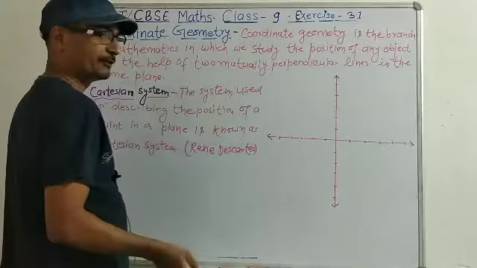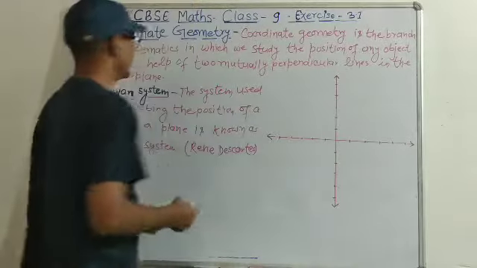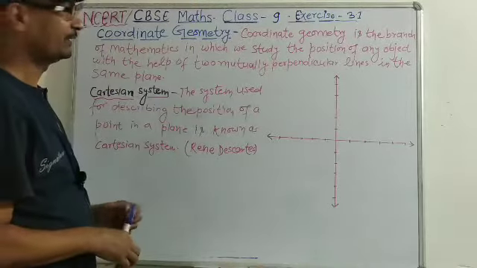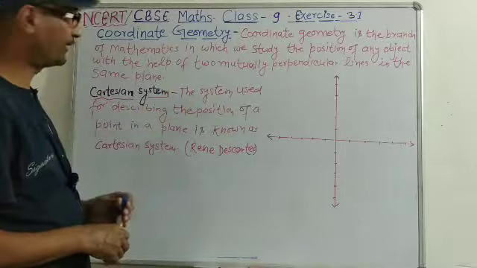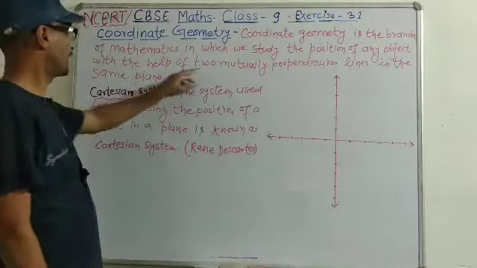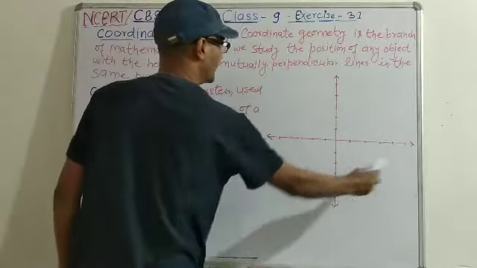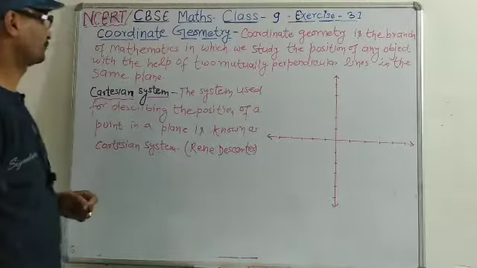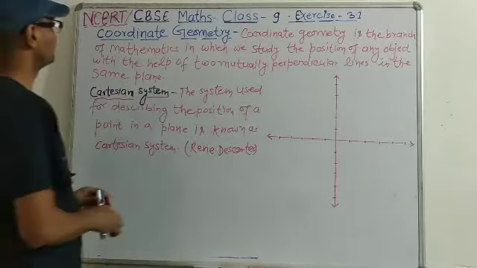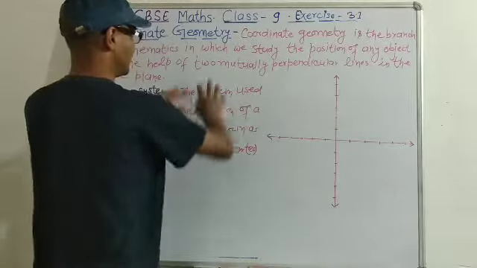What is coordinate geometry? Coordinate geometry is the branch of mathematics in which we study the position of any object with the help of two mutually perpendicular lines. I have made them here in the same plane. What is the same plane? This white board is why a plane is formed.